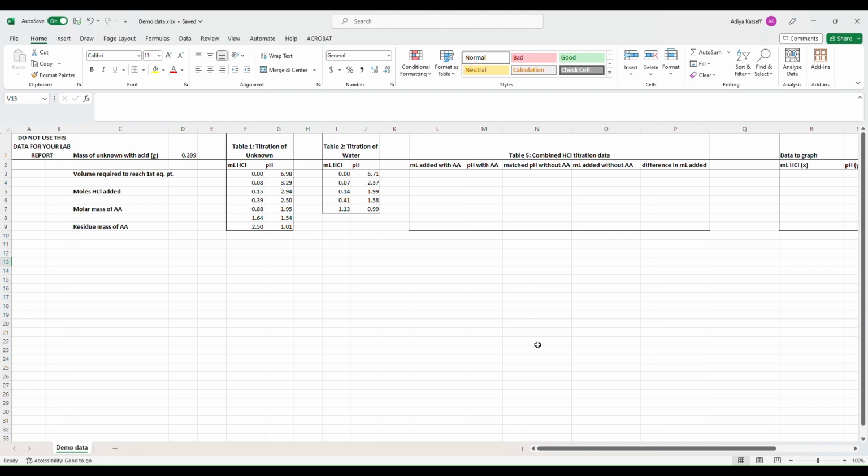In this video, I'm going to show you a demonstration of the calculations that you need to do for our amino acid titration lab. So here I have the spreadsheet with this demonstration data. This is not data you should be using in your lab report. Very important to use your own data that you generated.